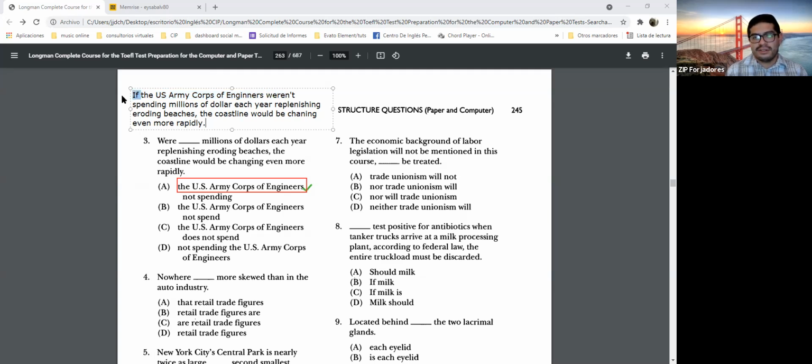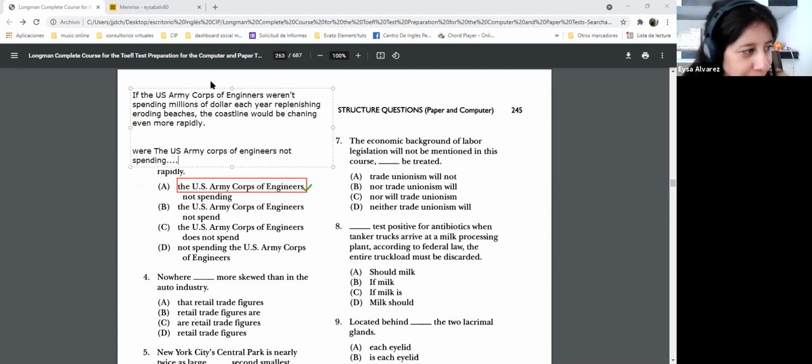You understand? Because you're just going to invert subject and verb. That's it. So the inverted is "were," and then the subject, the U.S. Army Corps of Engineers, and then "not," that is the negative, "spending," etc.